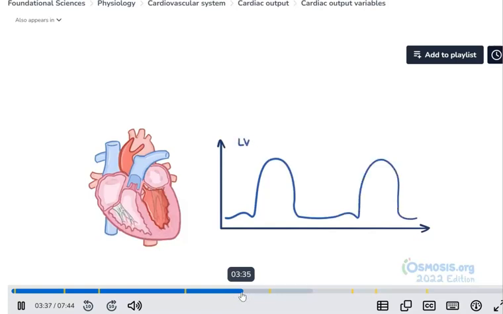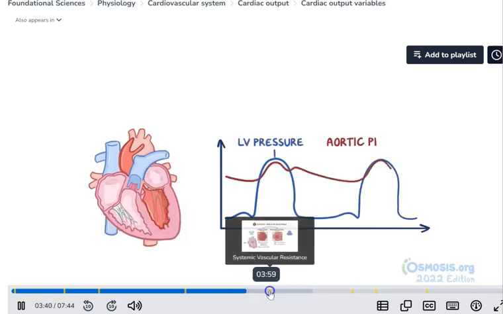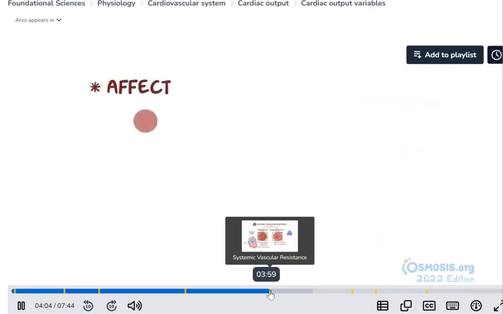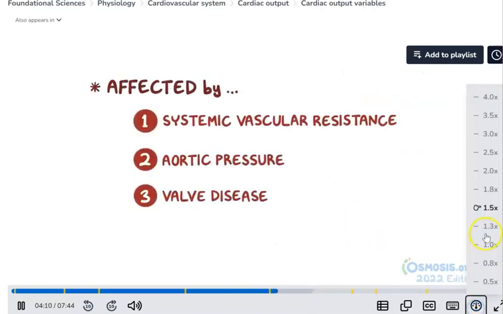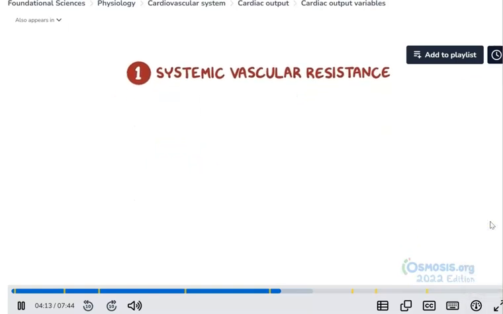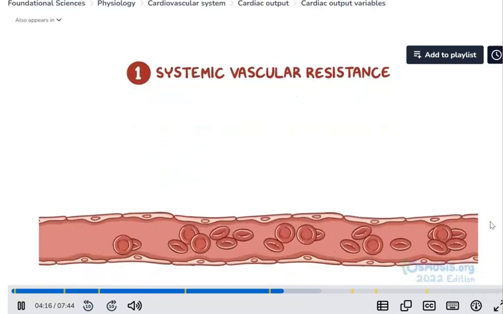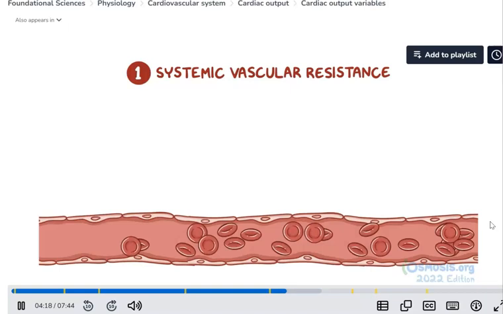And if we assume that left ventricular pressure during ejection is equal to aortic pressure, then left ventricular afterload is affected by systemic vascular resistance, as well as aortic pressure and valve diseases. Systemic vascular resistance is the resistance of systemic blood vessels to blood flow. In other words, how readily blood vessels allow blood to flow through them.